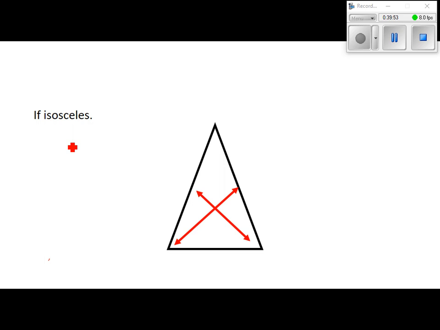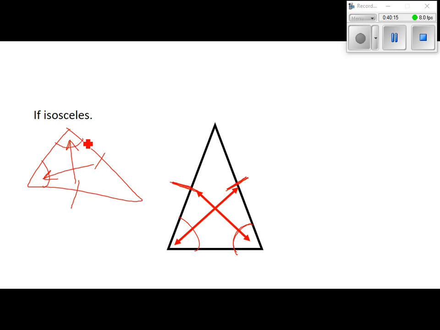Remember, in any isosceles triangle, you got 2 sides that are congruent. The angles across from those sides are congruent. And that works for any triangle, isosceles, equilateral, whatever. If you have a triangle and you know two sides are the same, then the angles across from those sides always have to be congruent or the same.